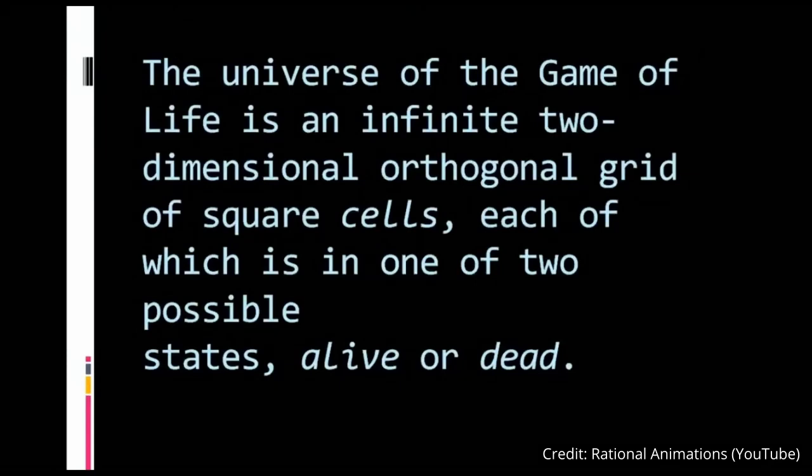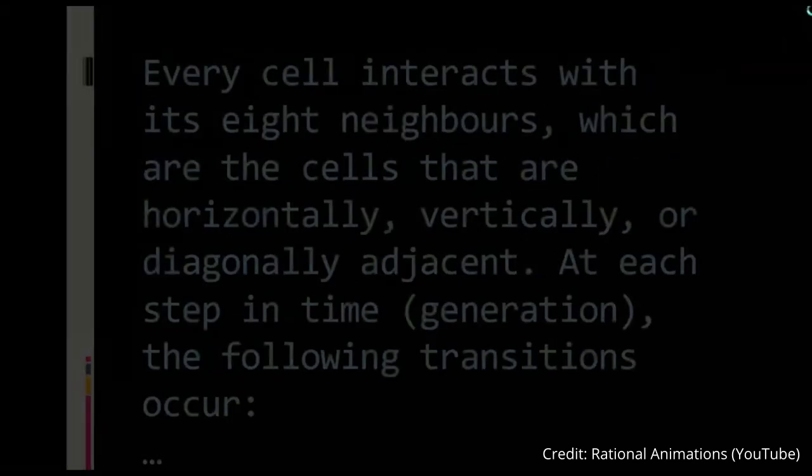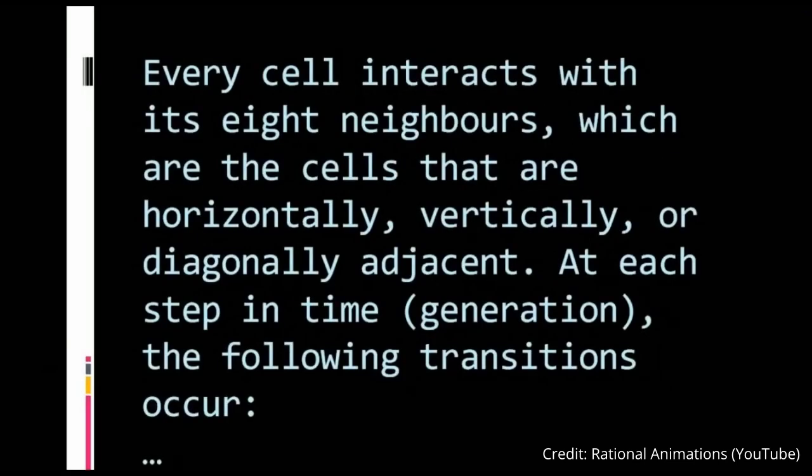Yes, John Conway's Game of Life. So there are 2 update states, like Jordan said, either active or inactive, alive or dead, whatever you want to call it, white or black, and 4 rules in the Game of Life. So before I get to those 4 rules, the universe of the Game of Life is an infinite, 2-dimensional, orthogonal grid of square cells, each of which is in one of 2 possible states, like I mentioned, alive or dead. Every cell interacts with its 8 neighbors, which are the cells that are horizontally, vertically, and diagonally adjacent.